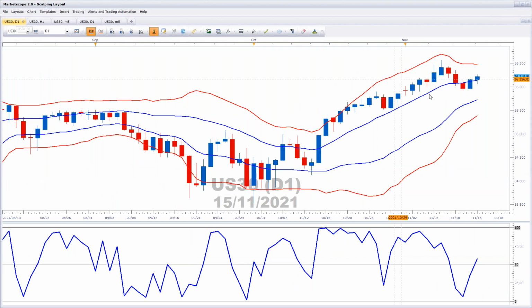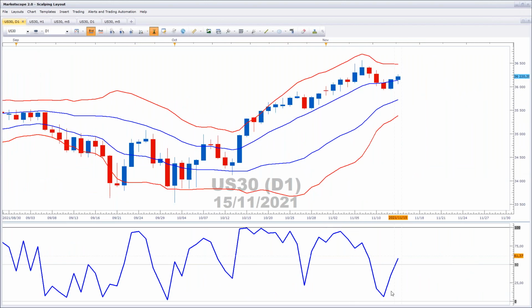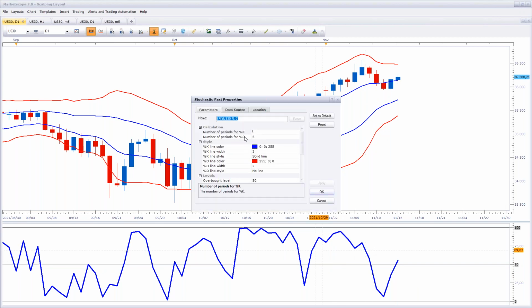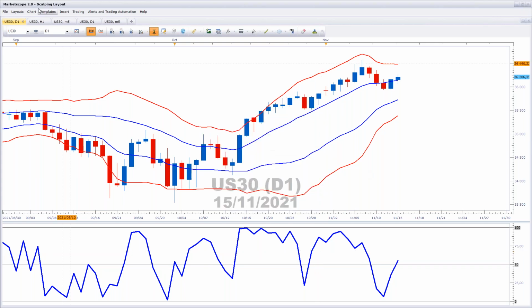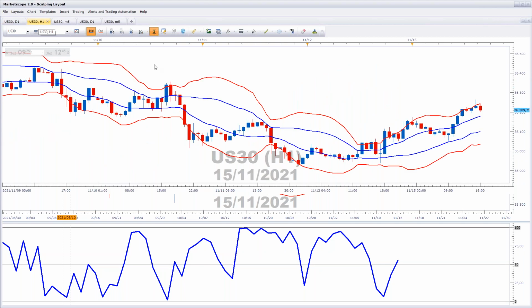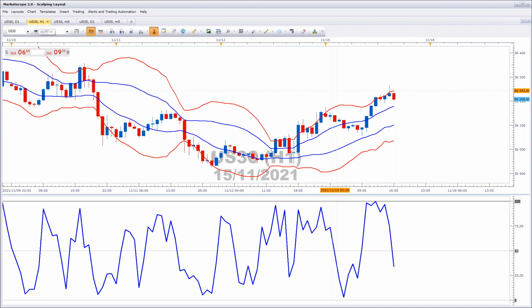Okay, so here's the momentum. Remember it's a fast stochastic over 5 days. There's no percent D in. Okay, the percent D here, I've got no line, so I'm just looking at the raw momentum. Let's go down to the hourly. Okay, we're sitting nicely in zone 1 and some red coming in. So a potential pullback.